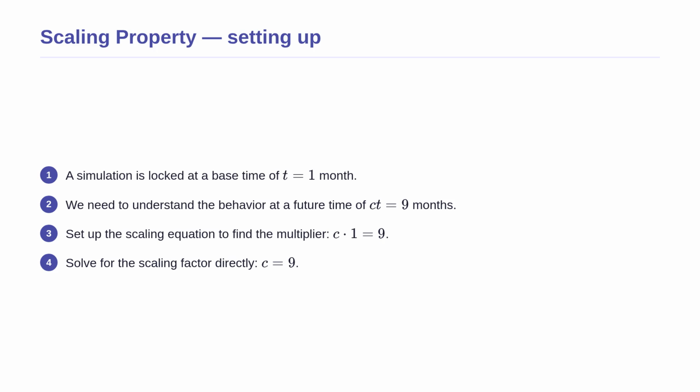Imagine a financial analyst has a computer simulation locked at a base time of 1 month. But they need to understand the process at a future time of 9 months. We need to find a constant multiplier to make the 1-month simulation mimic the 9-month process. We start by matching our variables. Our base time t is 1 and our scaled future time c times t is 9. Solving this simple algebraic relationship reveals that our scaling factor c is exactly 9.